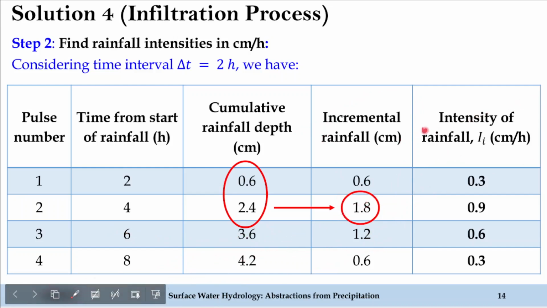Now in the next step we need to find the intensity of rainfall. How do we get it? This is in the unit of centimeter per hour. The time interval of 2 hours is provided to us. So 0.6 divided by 2 hours gives 0.3 centimeter per hour as the intensity in pulse number 1. Likewise, 1.8 divided by 2 hours gives 0.9 centimeter per hour. And likewise, for the fourth pulse, the incremental rainfall was 0.6. Dividing this 0.6 by the time interval of 2 hours yields 0.3 centimeter per hour. I hope you were able to follow this table. Now let's utilize the intensity of rainfall in the next step.